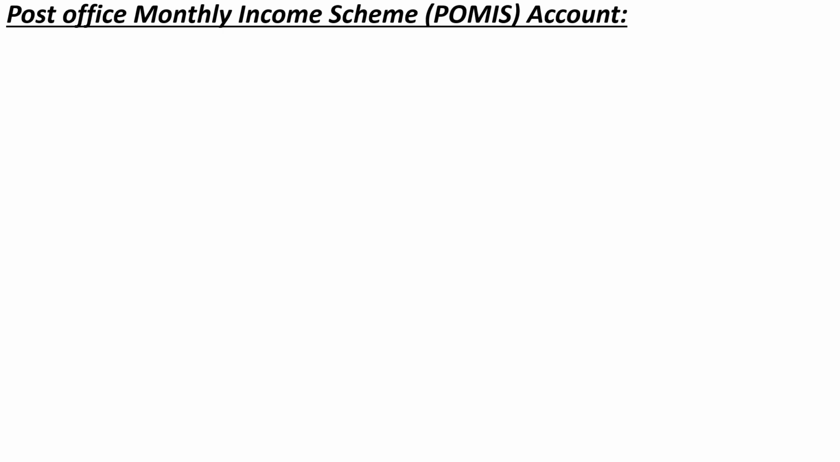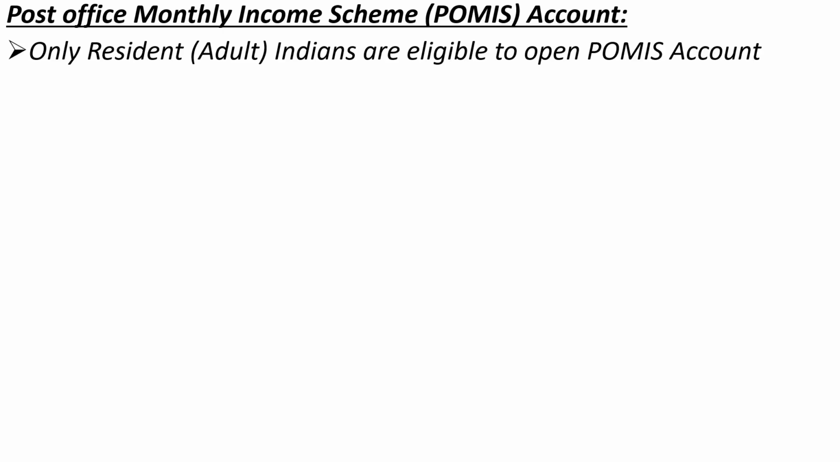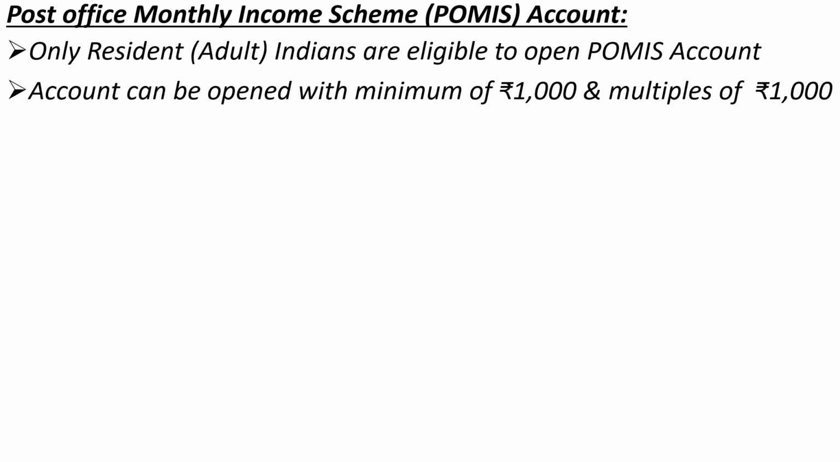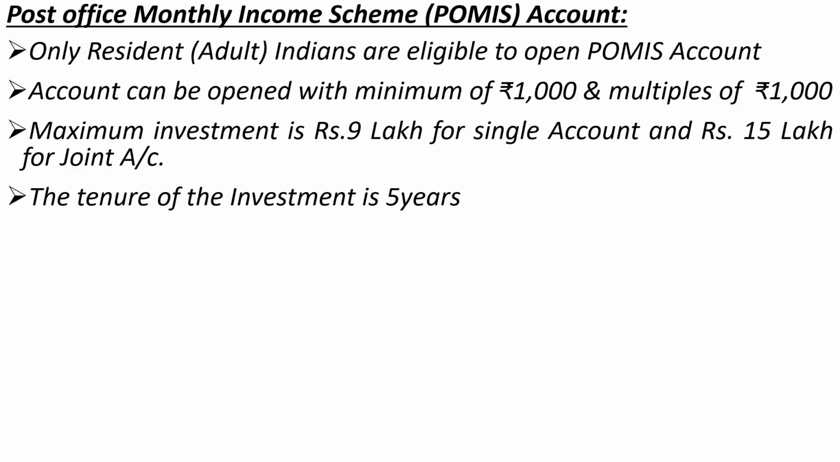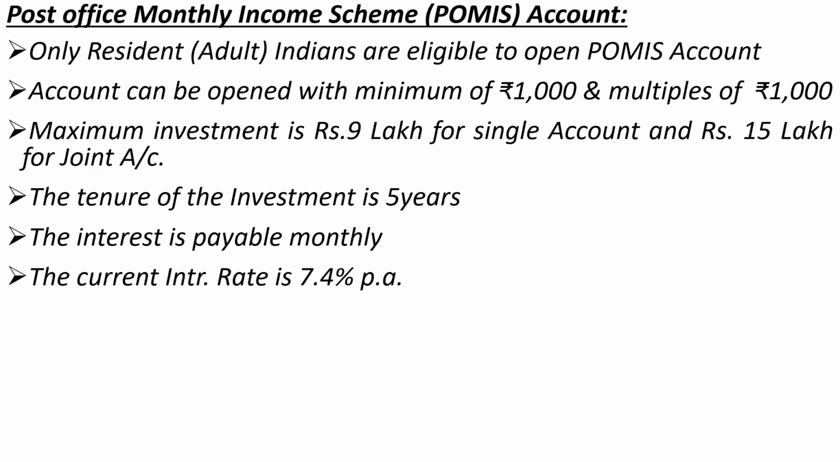Post Office Monthly Income Scheme, POMIS account. Only resident adult Indians are eligible to open a POMIS account. An account can be opened with a minimum of 1000 and multiples of 1000. Maximum investment is rupees 9 lakh for a single account and rupees 15 lakh for a joint account. The tenure of the investment is 5 years. The interest is payable monthly.